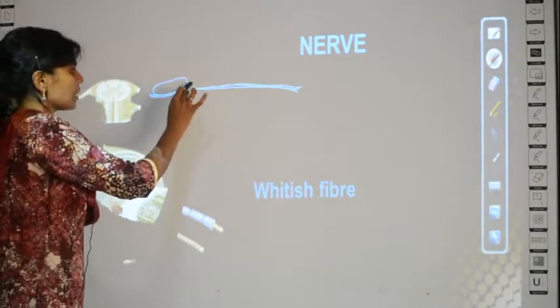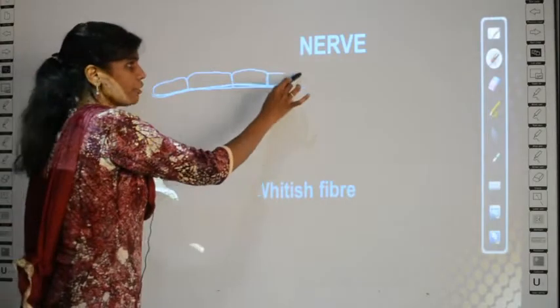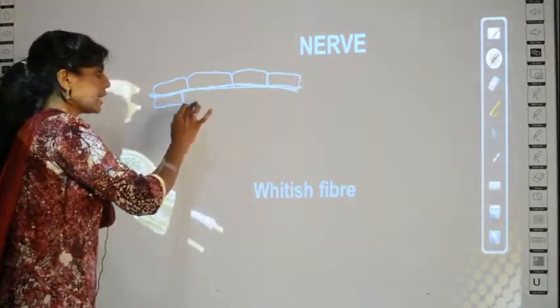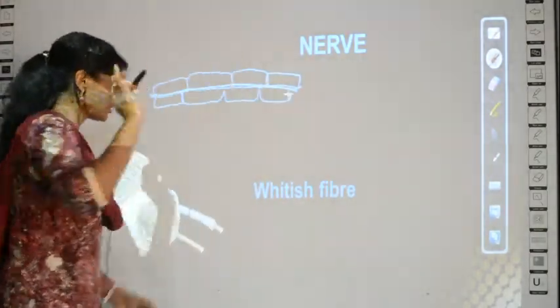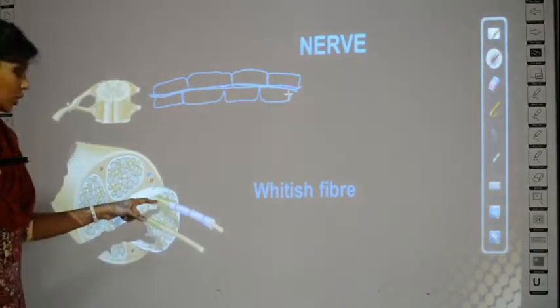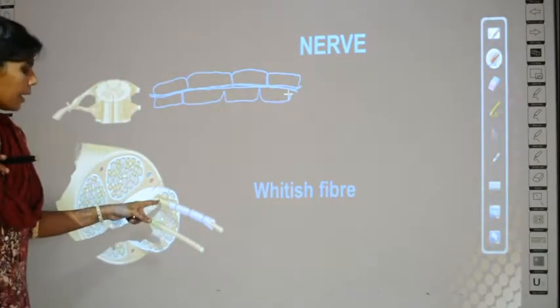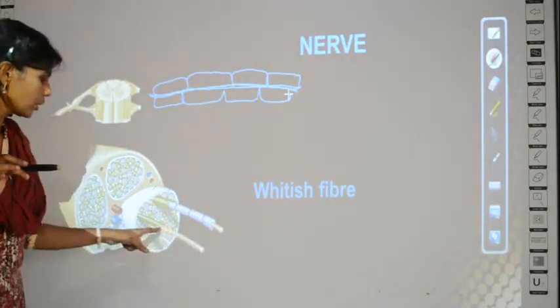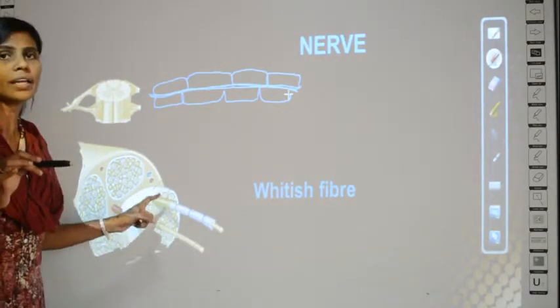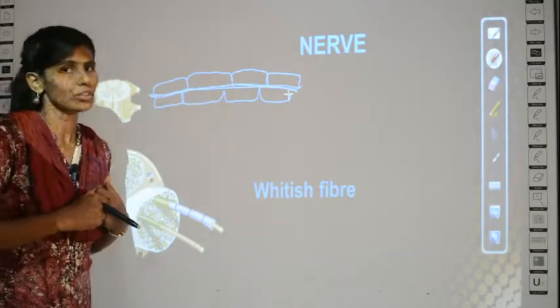What is the axon covered with? The axon is covered by a sheath called the myelin sheath. Where is this sheath here? This green color structure, can you see? This is the myelin sheath. So, the yellow color axon is covered by the green color myelin sheath.